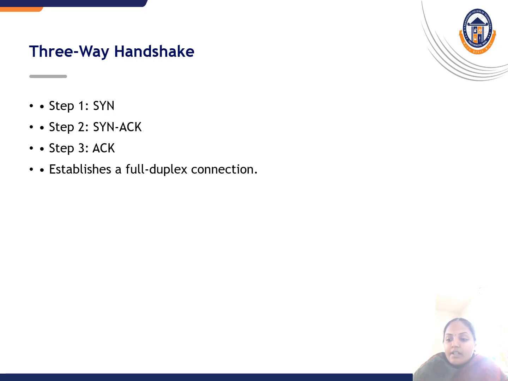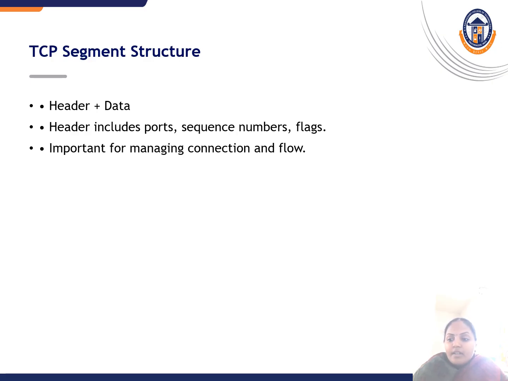The process of establishing a TCP connection involves a three-way handshake. That is, synchronize, synchronize acknowledgement, and third one, acknowledgement. It establishes a full duplex connection. The first one, synchronize. The client sends a TCP segment with the synchronize flag set to initiate a connection. This segment includes the client's initial sequence number, that is ISN.